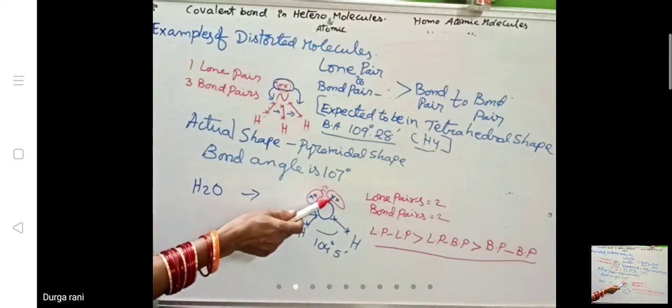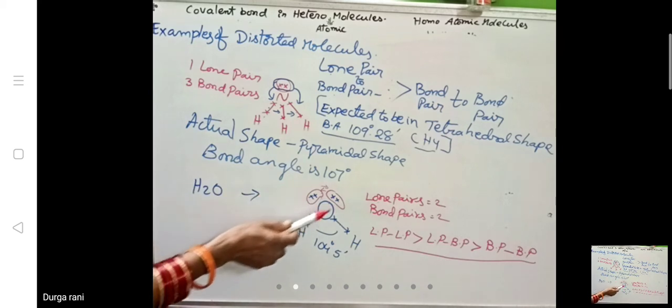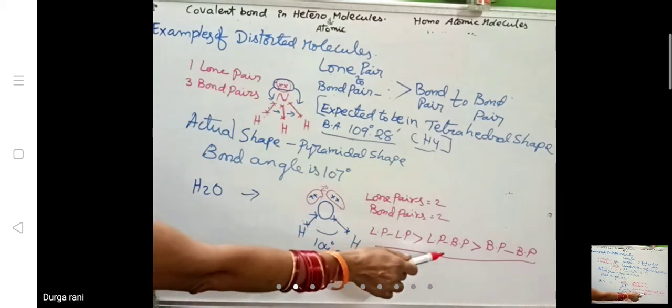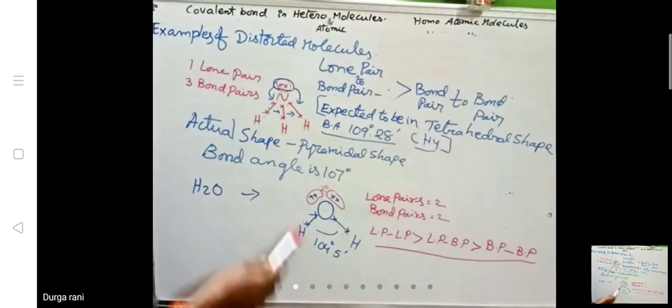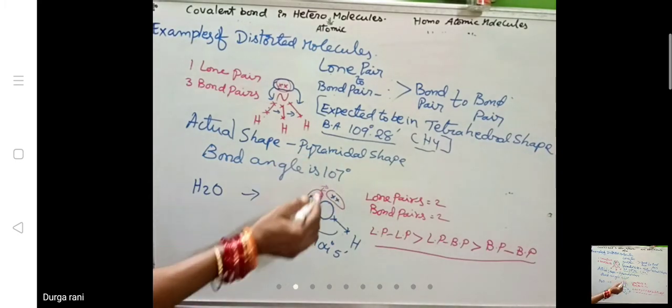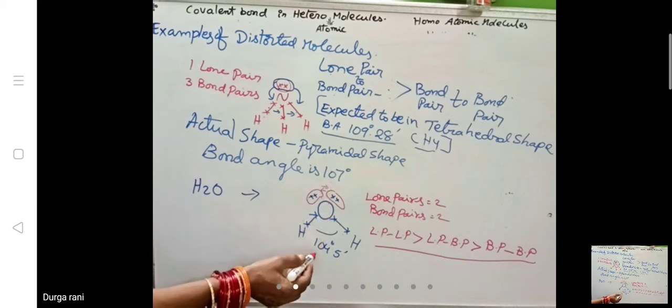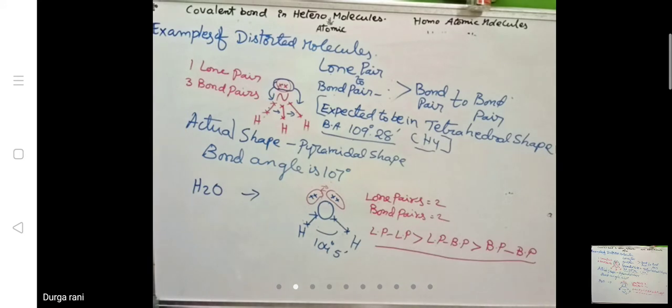Here lone pair to lone pair is one kind of repulsion, lone pair to bond pair on both sides is another kind of repulsion, and bond pair to bond pair is another kind of repulsion, because all are having negative charges. Because of this, the bond angle is still reduced, from 107 to 105. Actually, as a round figure, you take 105 in water.